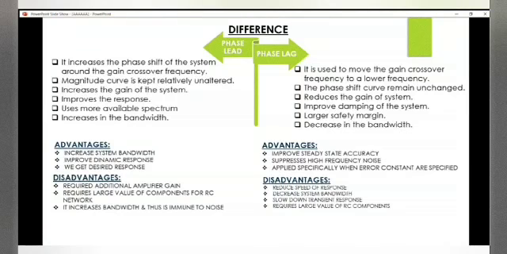Here we come to the advantages of phase lead and advantages of phase lag, and disadvantages are also with them. Like the first advantage is increase in the bandwidth, improved dynamic response, we get the desired response. As we know, when we increase the bandwidth, then it's immune to the noise.